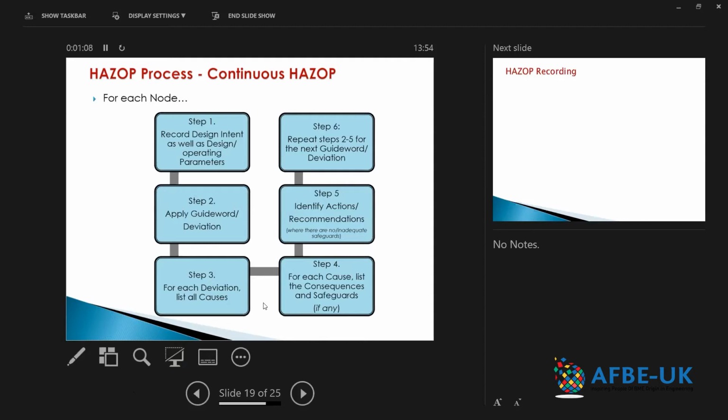high, you list all the causes or all the potential causes of high temperature in that system, in that particular node. You list all of them, and then the next step, step 4, for each of those causes that you've listed, you then list the consequences of high temperature based on what's causing the high temperature. I'm just running through this, but we'll look at a typical worksheet later.